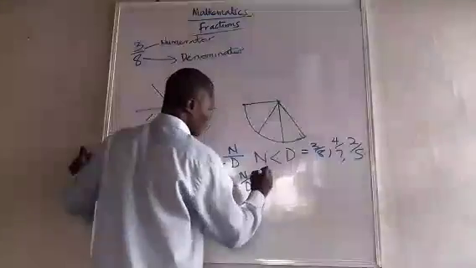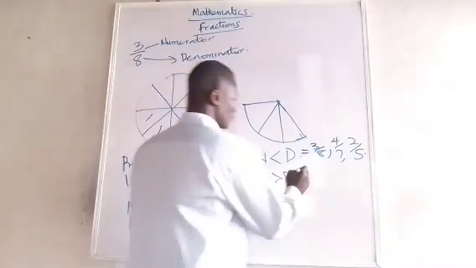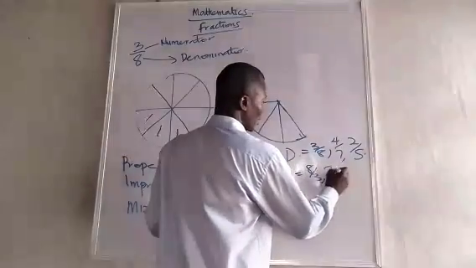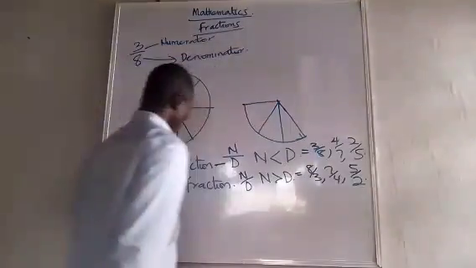For improper fraction, the numerator is greater than the denominator. So in this instance, you can have 8/3, 7/4, 5/2.